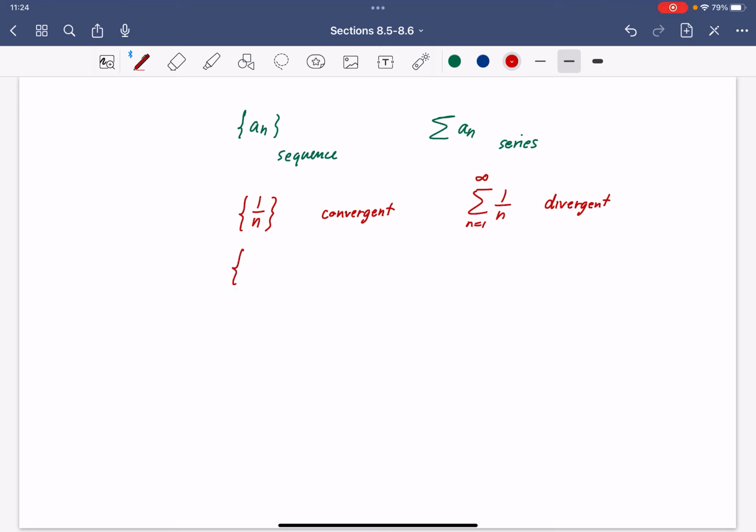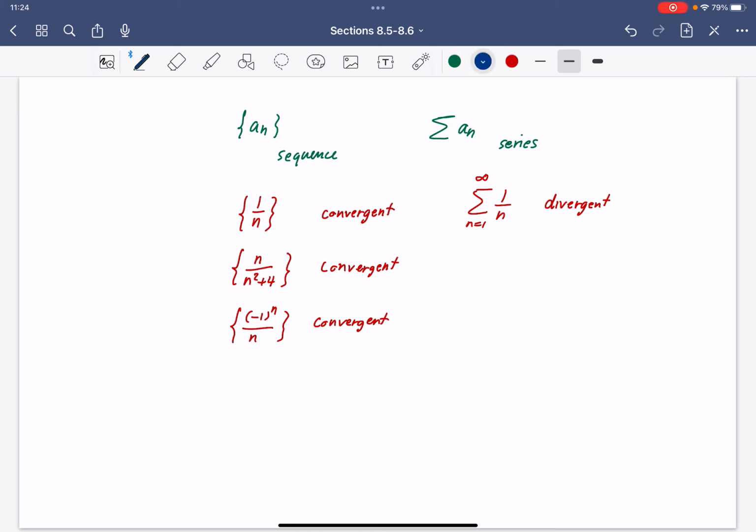If I say this is, say, n over n squared plus 4, for example, this is convergent as long as you can compute the limit here. The limit here is 0. As long as you can compute the limit, it's convergent. Let's say I have negative 1 to the n over n. So it's also convergent because you can compute the limit of the sequence by using the squeeze theorem.